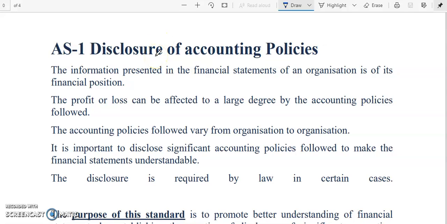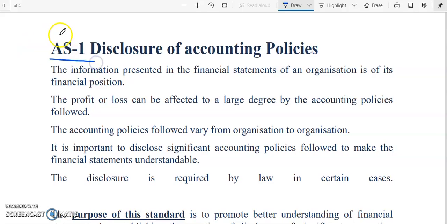Hello friends, in this video we are going to discuss AS1, that is Accounting Standard 1 issued by the Institute of Chartered Accountants of India. AS1 is related to the disclosure of accounting policy.